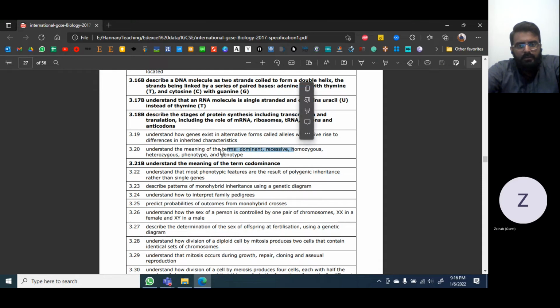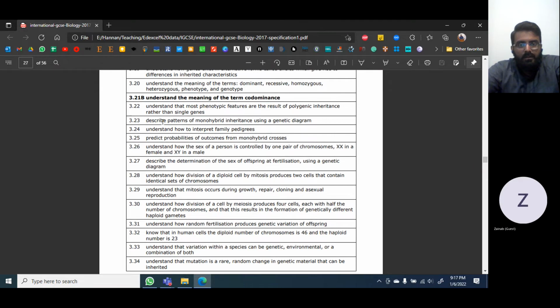Dominant, recessive, homozygous, heterozygous. Homozygous and heterozygous are different from homologous. And then monohybrid inheritance is here. Polygenic inheritance rather than single genes. Understand how to interpret a family pedigree. Monohybrid crosses, probabilities. Understand how the sex of a person is determined. Beautiful. Very beautiful.